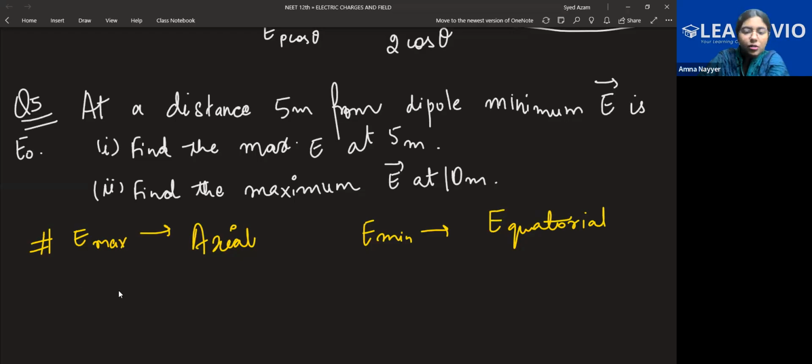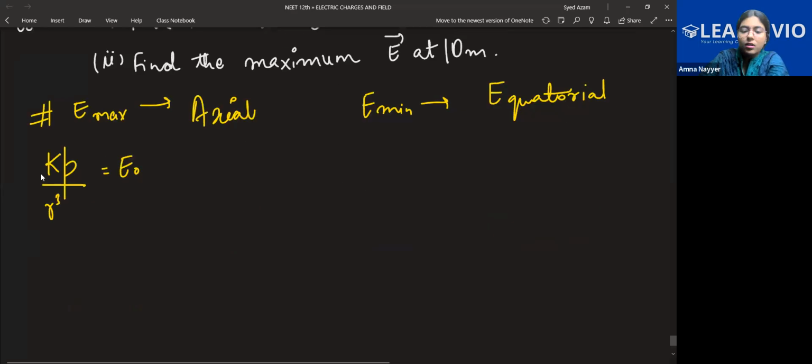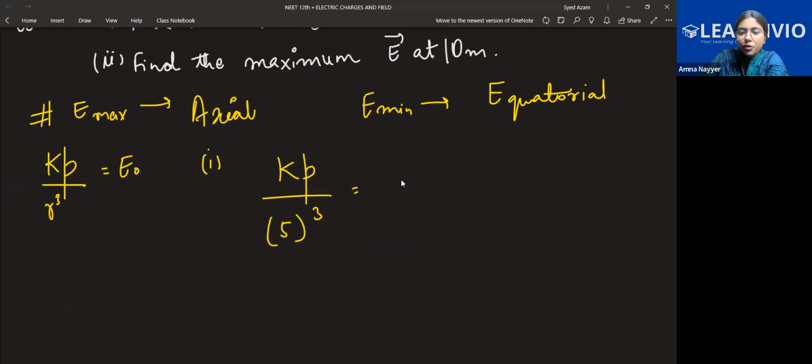So it means your kp by r cube, this is your minimum, kp by r cube, this is equal to E naught. So you can say kp by r cube is E naught. So kp by, what is r in the first part? When you're talking about the first part, r is 5 meter. So kp by 5 cube is given as E naught. Or you can simply say from here kp is equal to 5 cube into E naught.